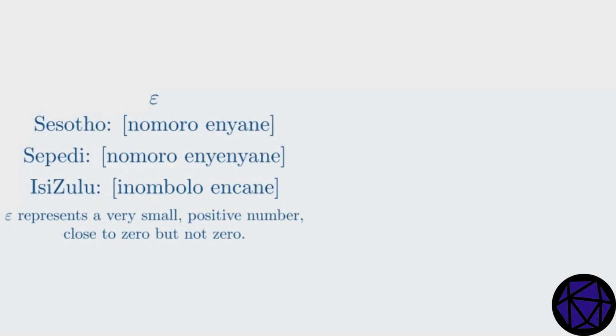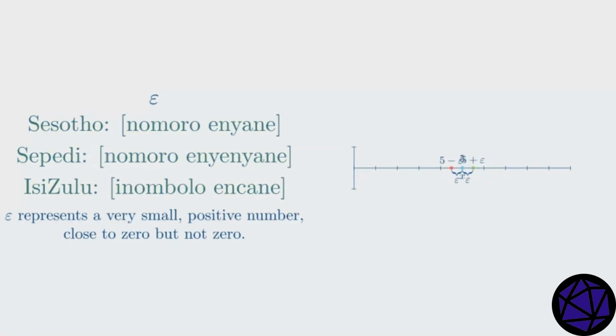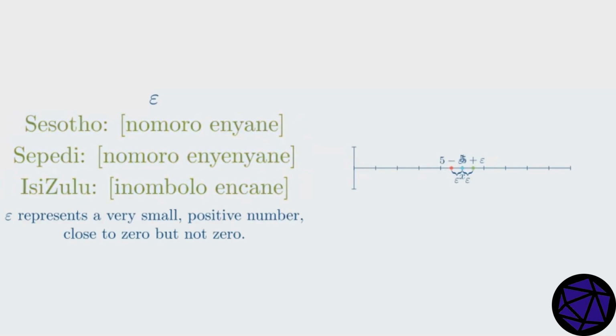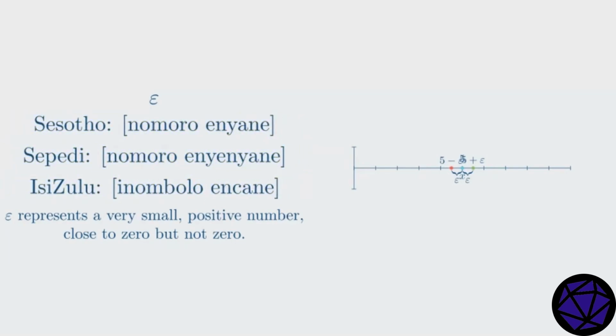Imagine you are standing on a number line at the number 5. You are at the point 5. If I ask you to take a step of size epsilon, you would move just a tiny bit away from 5. You would be at 5 plus epsilon, or 5 minus epsilon. The important thing is that epsilon can be made as small as we want. It's a placeholder for a number that is almost zero. So nomoro enyane, or inombolo encane, represents a very small positive number.